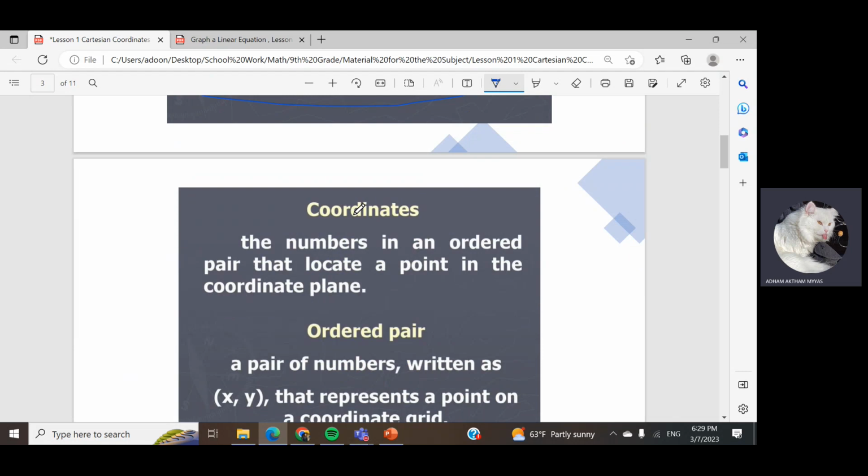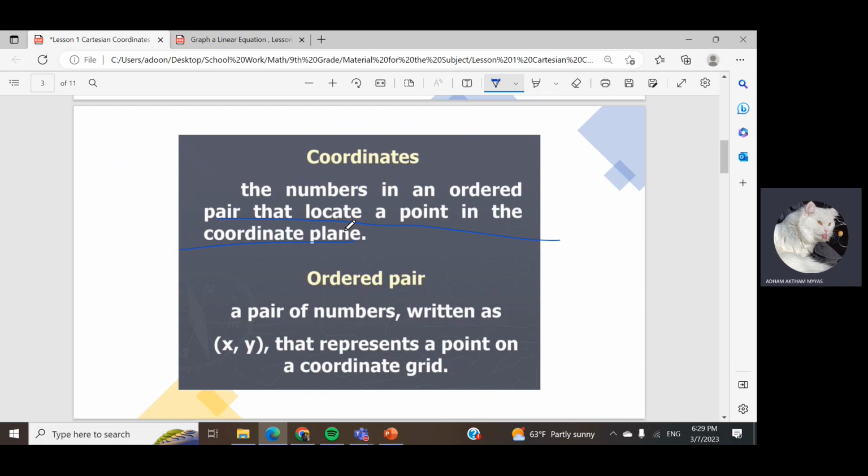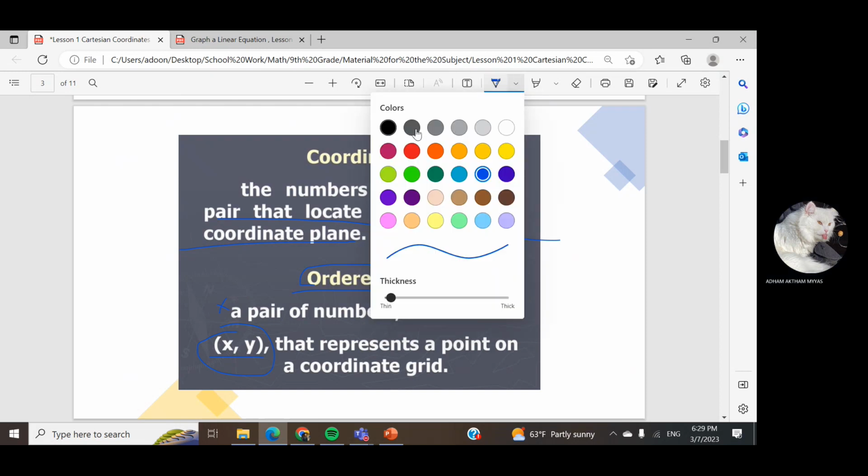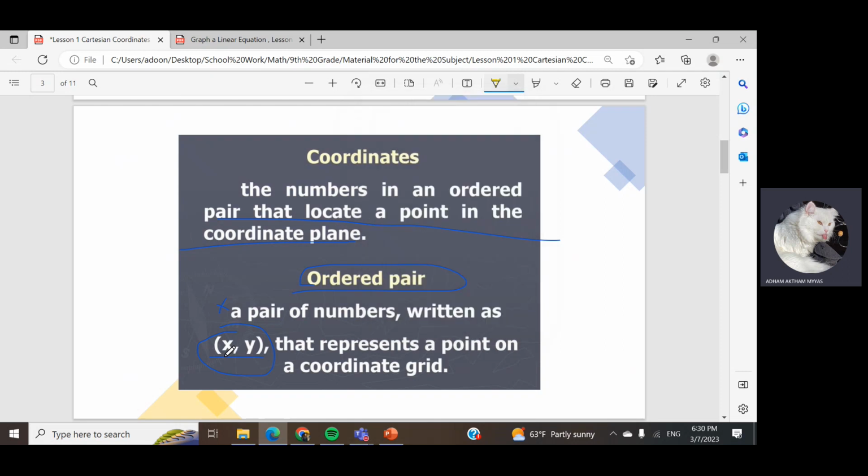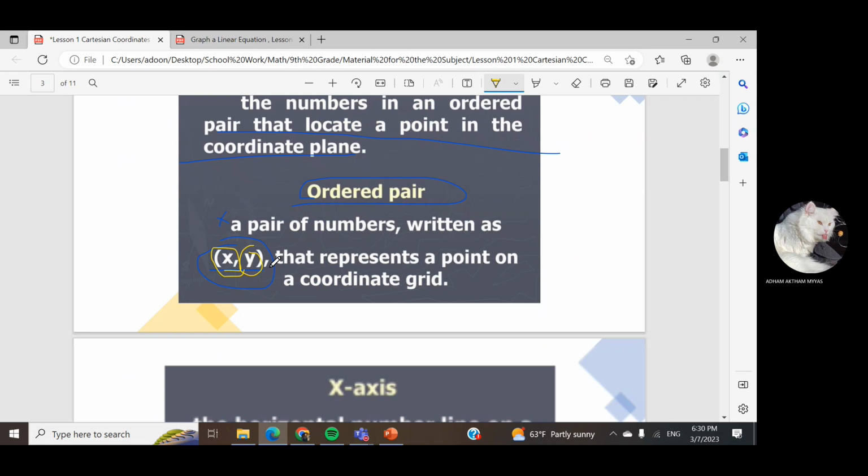The coordinates are the ordered pair of numbers that locate a point in the coordinate plane. So if I want to put a point, I should use an ordered pair, built of x and y. In order, they have to be x, and then we can see the y. So that's the representation of a point in a coordinate grid.